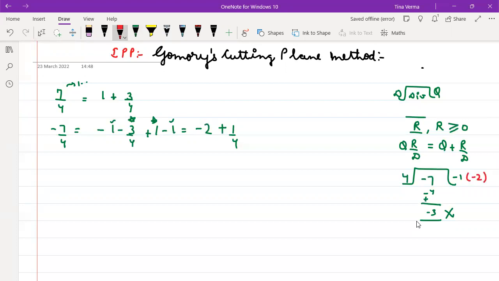When 4 is multiplied by -2, that will be -8. The sign is plus, and this is your 1. That's why you got this term: -2 is your quotient and 1/4 is your remainder, right?